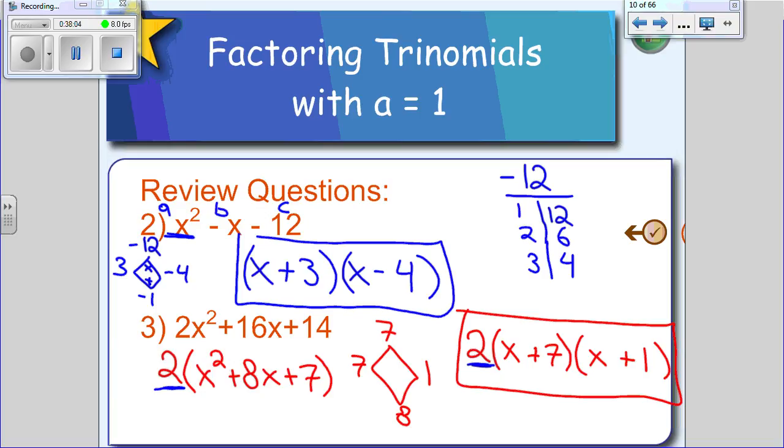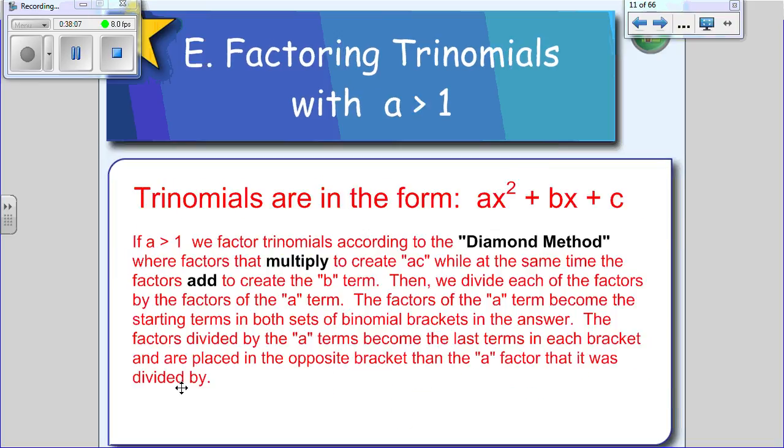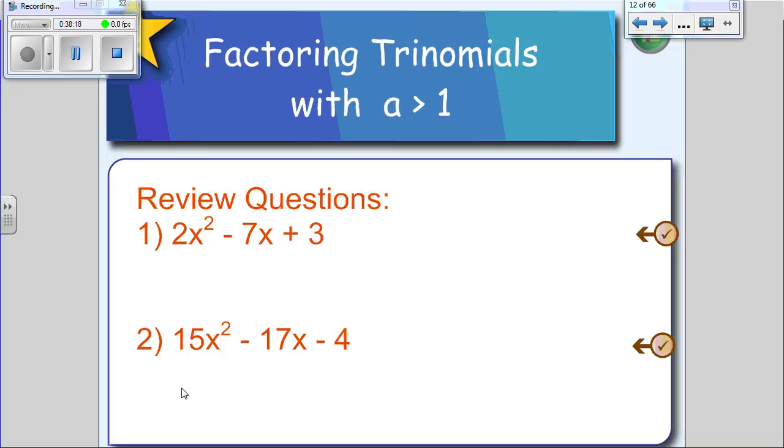So, we have questions that are a little bit more difficult. And it becomes a little more difficult when there's a number up front, and that number up front is not a GCF. So your A value is a number that we can't divide out like we did on that last question we just did. So we have to come up with the diamond method, but a little bit altered. First thing you check for is a GCF. It's not here. Once you've done that, you create your diamond. So we're going to do our diamond like we always do it. Nothing's changing here.